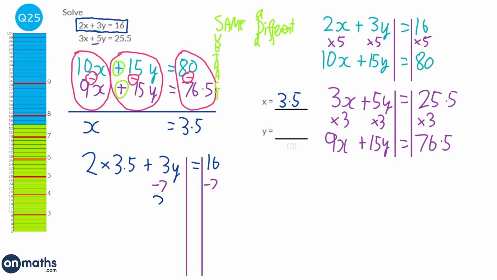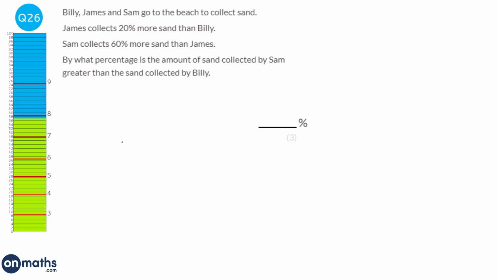And we've got 3y equals 16 take away 7, which is 9. And then we're going to divide by 3 both sides to get what y is. And so 9 divided by 3, which is 3. Now we can check this by substituting that into our second equation and see whether it equals 25.5, which it does.